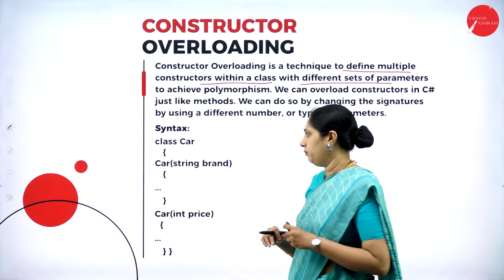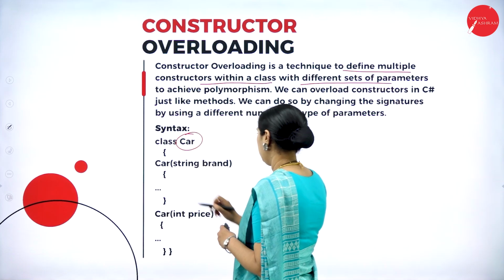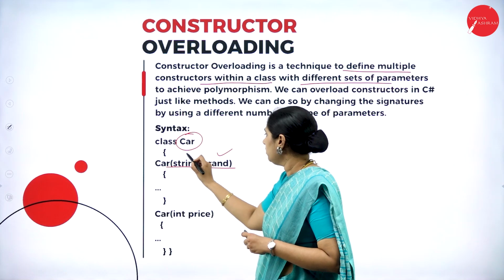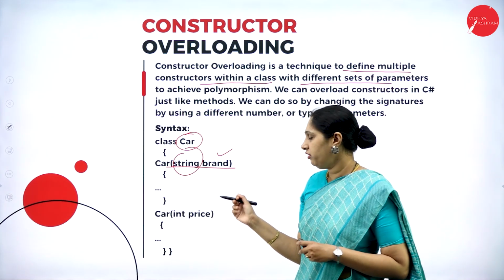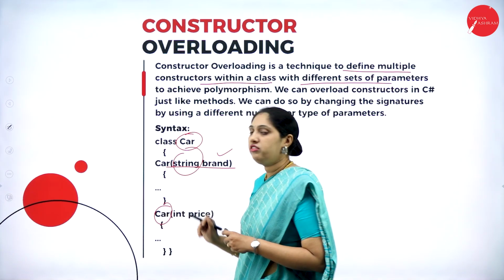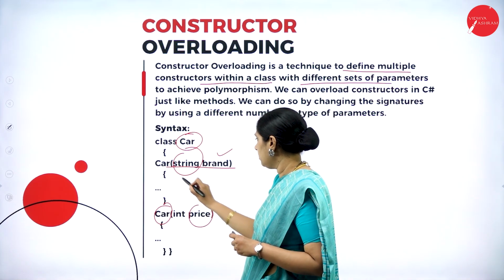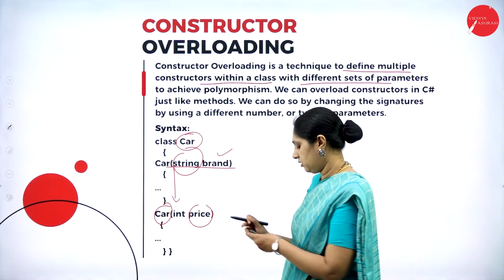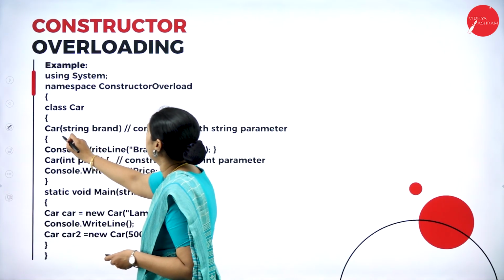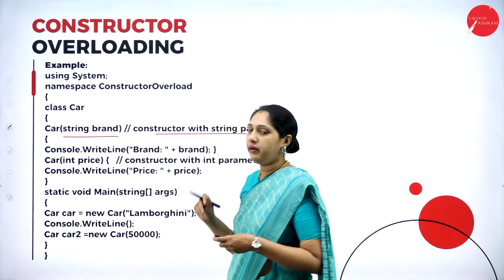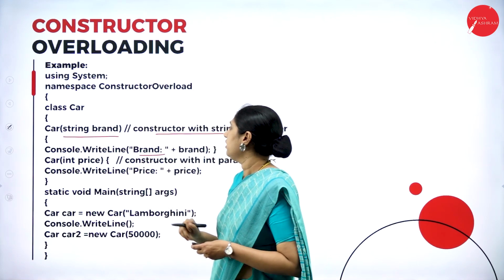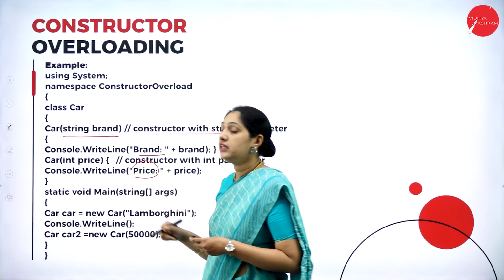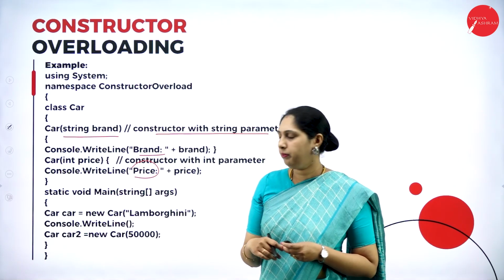So we'll go with an example. Say we have taken Car and this is a parameterized constructor. We have taken brand, which is of type string. Again we have taken a constructor, Car, where we have taken the price. See, same constructor but different parameters. For one it is brand and for the other it is price. When we say Car with string brand, it is the constructor with the string parameter. When we say brand, we want to print the brand. And the price is an integer, which will give you that price.